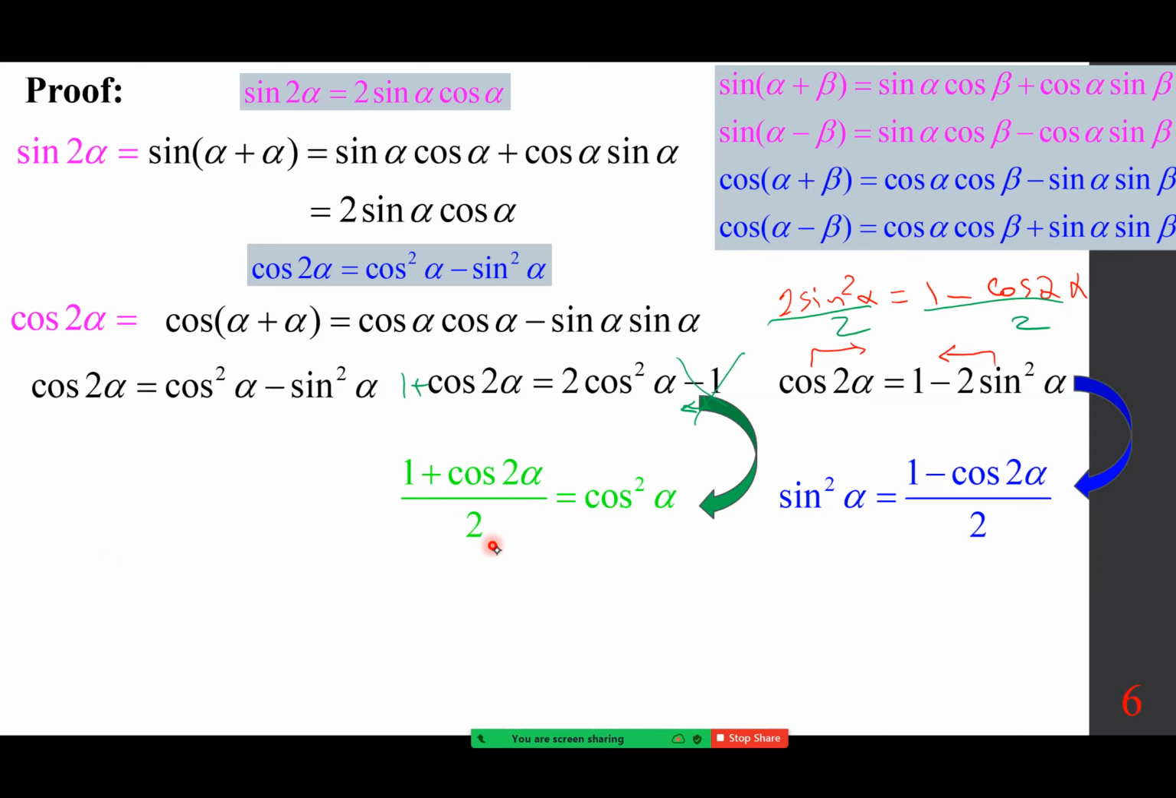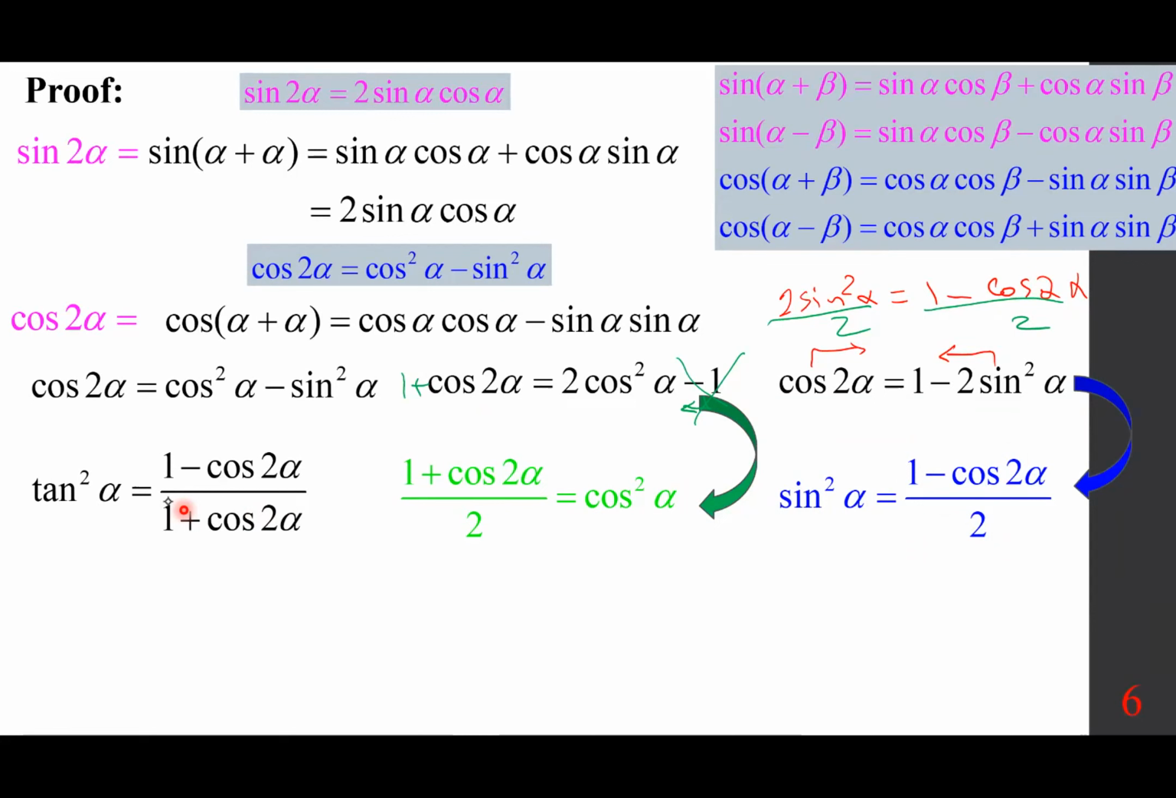What about tan squared? Tan squared, as always, is sine squared over cosine squared. So tan squared is sine squared over cosine squared, which means this over that: 1 minus cosine 2 alpha over 1 plus cosine 2 alpha. So again, divide sine squared by cosine squared, and it establishes tan squared alpha is 1 minus cosine 2 alpha over 1 plus cosine 2 alpha. So those are the proofs.